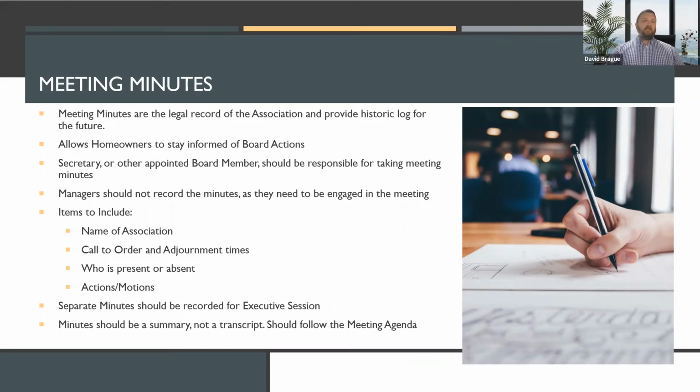There should be separate meeting minutes recorded for the executive session, because you will be having sensitive information within that meeting. You would have separate meeting minutes that the association would not be privileged to, the membership would not be privileged to. And meeting minutes should be a summary, not a transcript, like I said before, and should follow the meeting agenda.